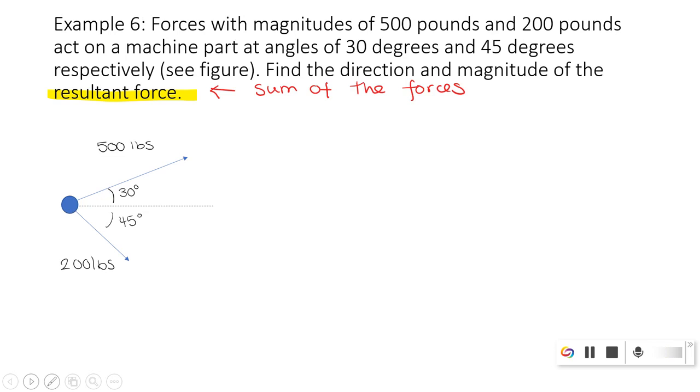Resultant means net or sum. So the resultant force would be the sum of these two forces. Basically this problem is asking us to add together these two vectors and indicate, for the new vector we get, what is the direction and what is the magnitude of that vector.